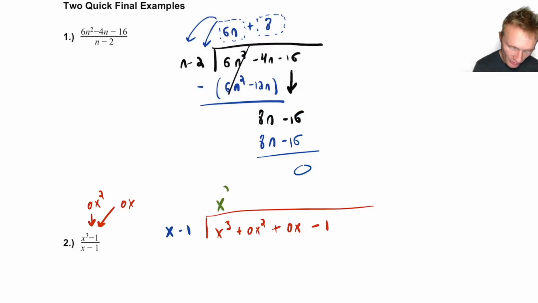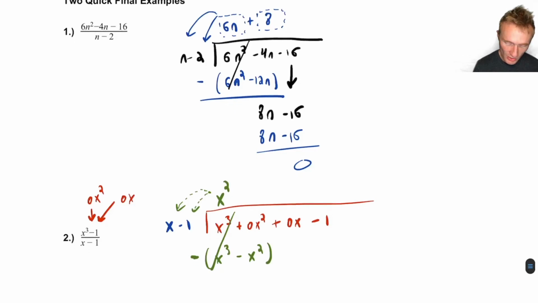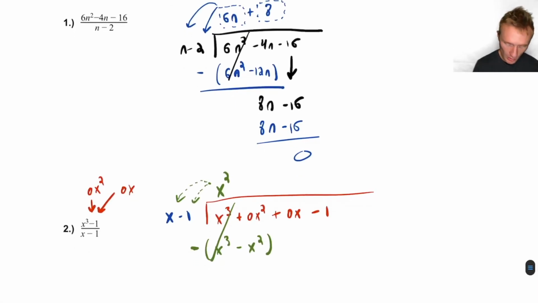And so if we go through and we say, okay, what times x is x to the third? This first term has to be an x squared. We multiply it out. X squared times x is x to the third. X squared times negative 1 is minus x squared. We subtract these. The x to the thirds cancel. 0x squared minus x squared, sorry, minus negative x squared. Now we have positive x squared. And we bring everything else down.